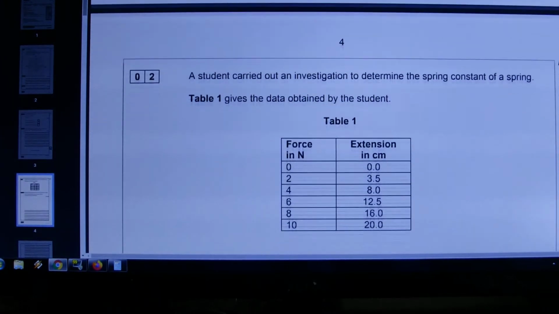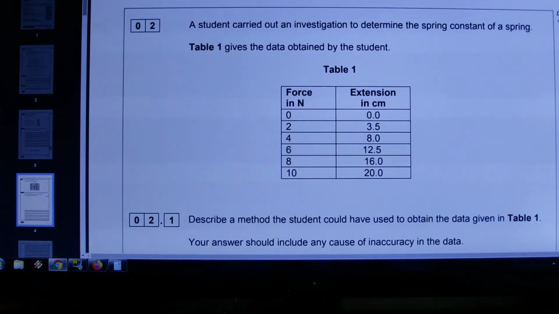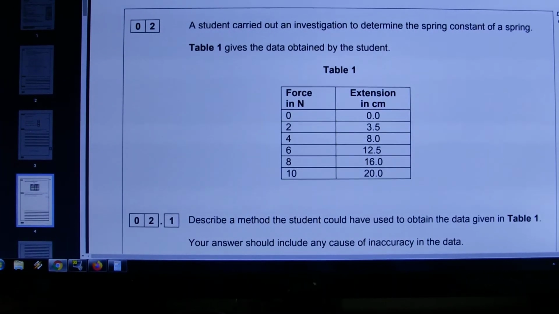Next question. A student carried out an investigation to, oh, of course there's sound as well. Did they negate air resistance? So maybe this child's operating in a vacuum and there was no sound. A student carried out an investigation to determine the spring constant of a spring. Table 1 gives the data. Force in newtons, extension in centimetres.